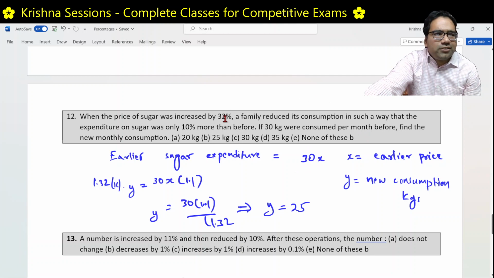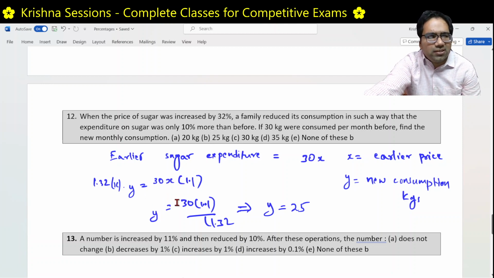Now, what is the new expenditure? The price has become 1.32x, right? X was the earlier price, it has become 1.32x, into we don't know the consumption. Let's assume the consumption is y. This is equal to, as the question says, expenditure on sugar was only 10% more than before. The earlier expenditure was 30x. This should be 30x into 1.1, right? 10% more than the earlier expenditure. So 1.32 into x into y is equal to 30 into x into 1.1.